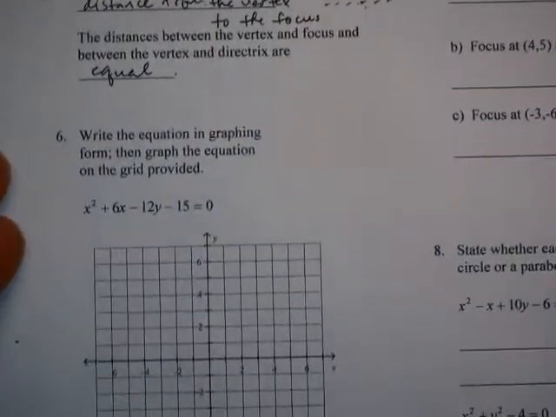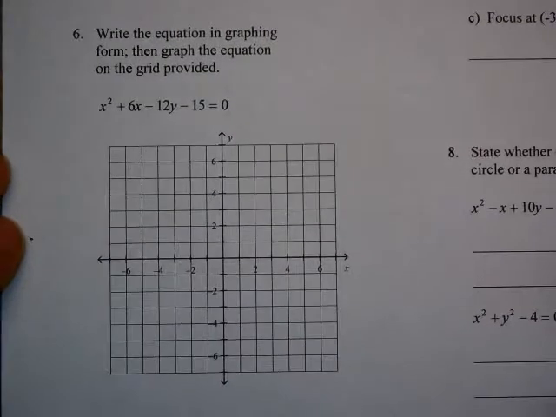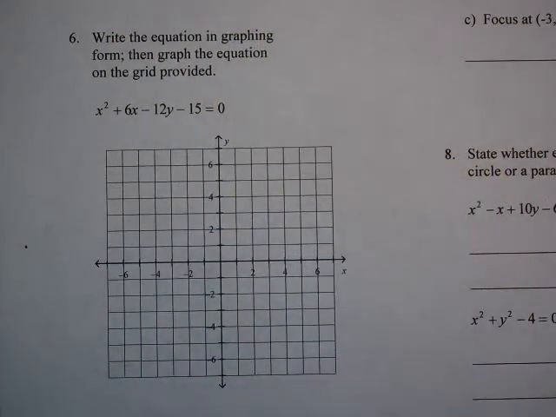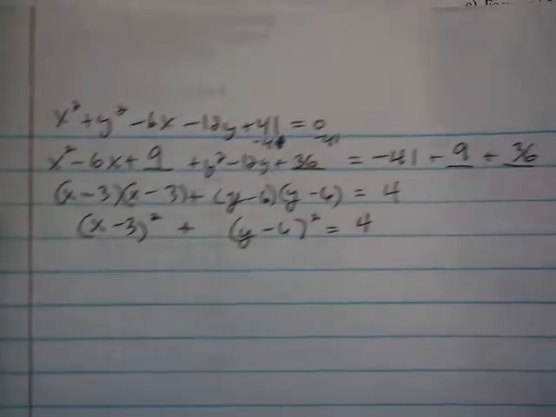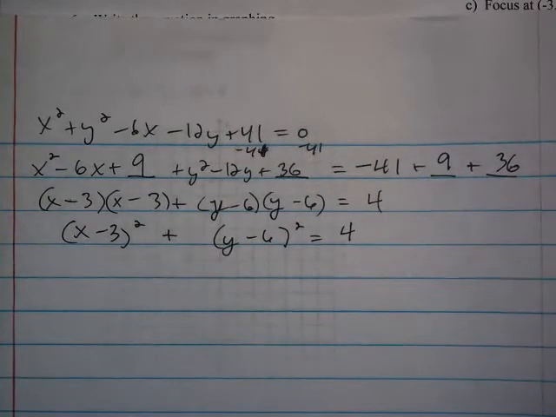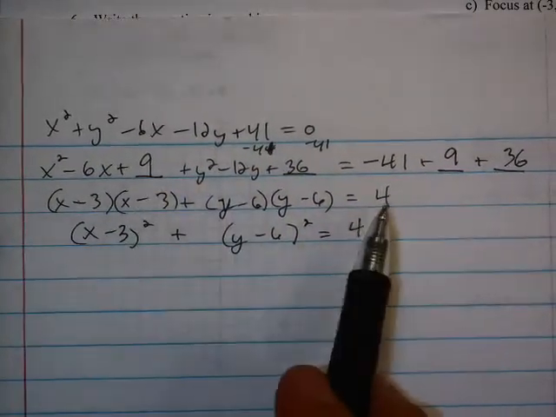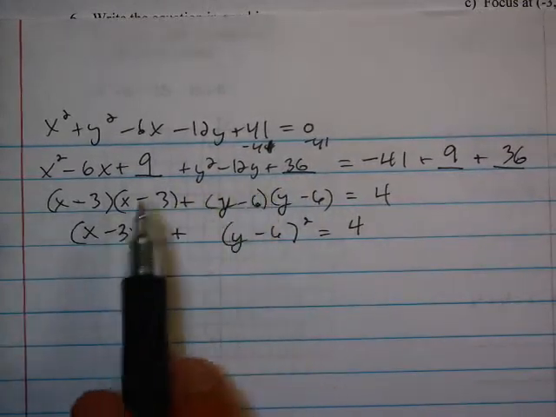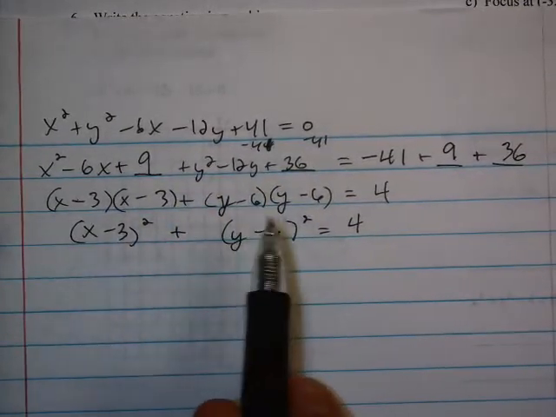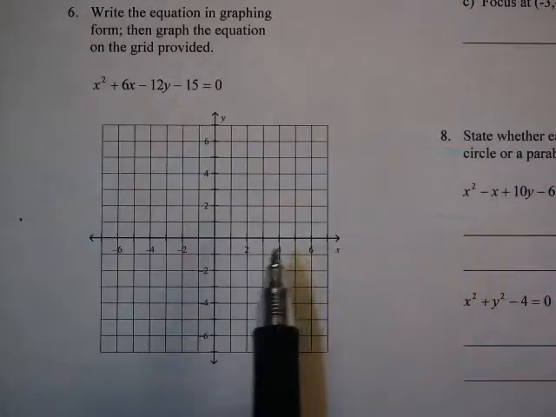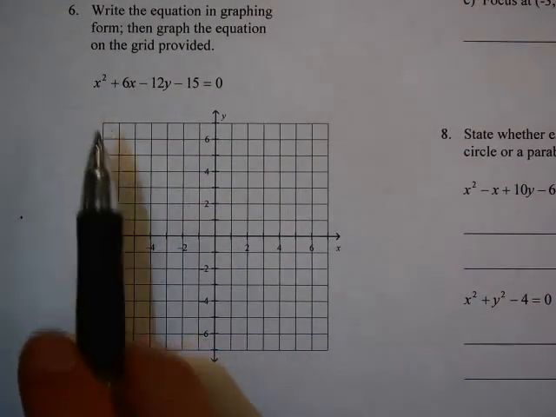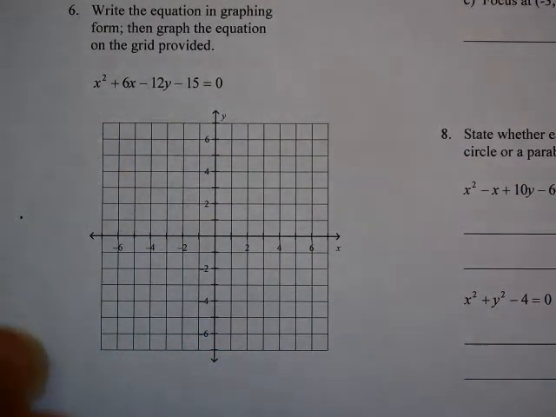Number 6 asks us to write the equation in graphing form and then graph the equation on the grid provided. This is a lot like the work, if you did watch the circle video, when we did completing the square with the plus blanks. The difference is, on the circle, we had two blanks, two variables that we had to complete the square with, the x's and the y's. Here we only have to do that with the x's. So there should only be one plus blank on each side.